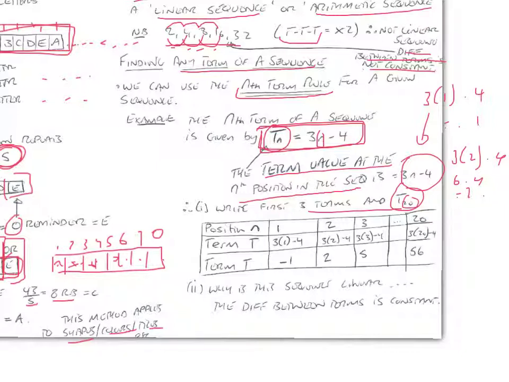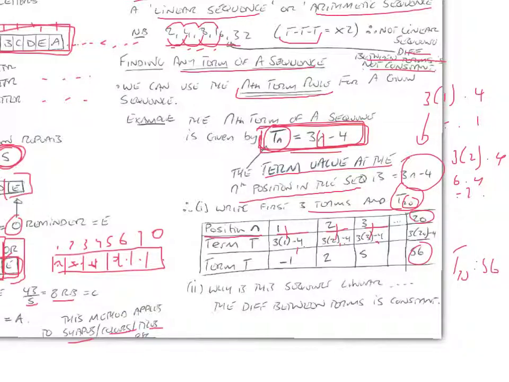So I would do it like this. I would write a table of position for n, 1, 2, 3, 4, and then 20 is up here because we'll get to that. The term value is done out here, so you can see the 1 slots in here for the value of n, and following this formula that actually equals minus 1, 2, 5. If I put 20 into this formula for n, I get a value of 56. So T20 is equal to 56.